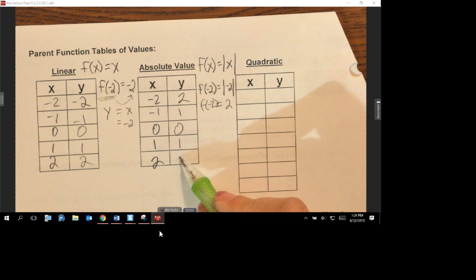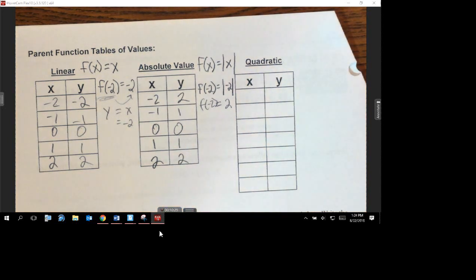It's still 1. The definition of absolute value is how far from 0 on the number line is that number. So how far is 1 from 0? 1. It's still positive, but how far is negative 1 from 0? 1.